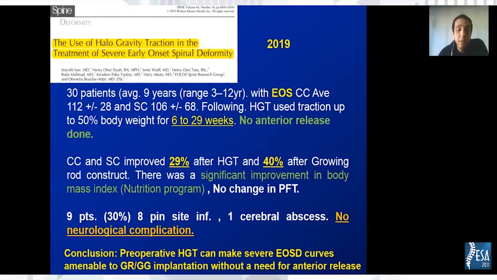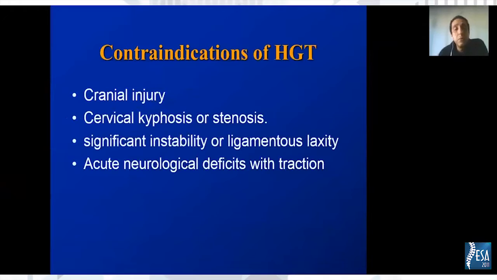They did have a progressive infection that went into a cerebral abscess, but generally there were no neurologic complications. So the conclusion was that preoperative traction in severe early scoliosis can help make a curve amenable to rolling rod constructs. The contraindications for halo-gravity traction are pretty much a cranial injury where you can't put the halo, cervical kyphosis or severe stenosis, some ligamentous laxities, or neurologic deficits after you've used the traction. Obviously, you have to stop it at that point.